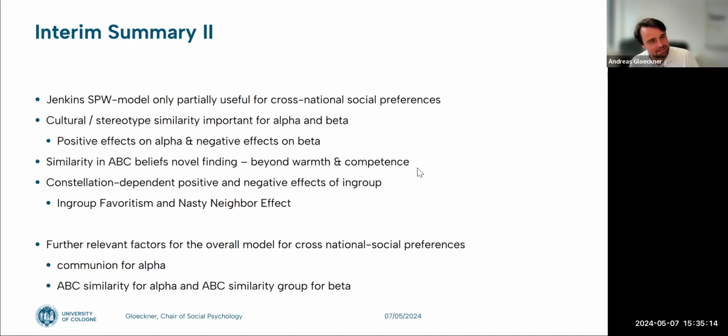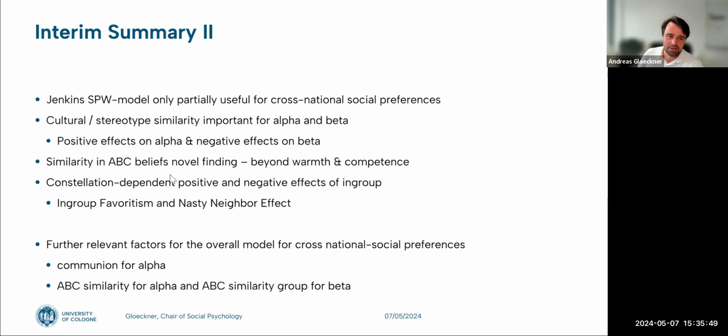So if you want to summarize this, the Jenkins model is a good starting point, but for cross-national social interactions, we see that it has limited value. There seem to be some additions necessary. We see that culture and stereotype similarity play a role too. For alpha and for beta, we see that similarity in ABC is somehow a novel finding in the classic study that just investigated warmth and competence, which were the factors A and C, but not the belief factor. And we see, most importantly, the constellation makes a huge difference.